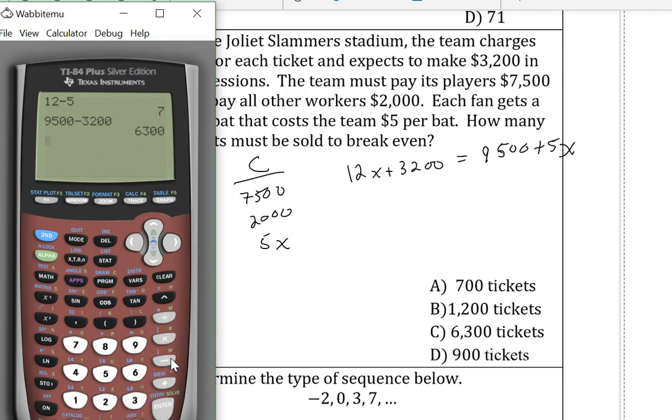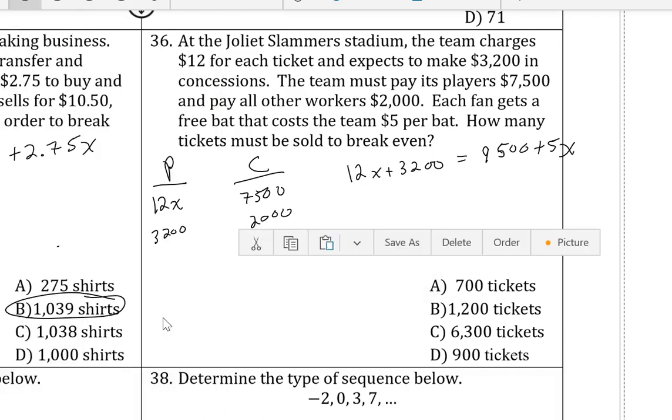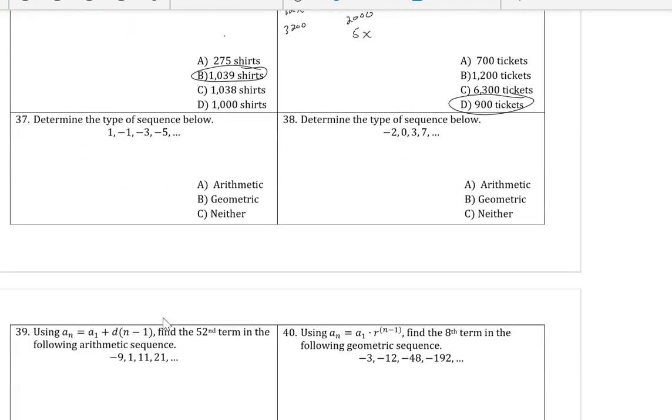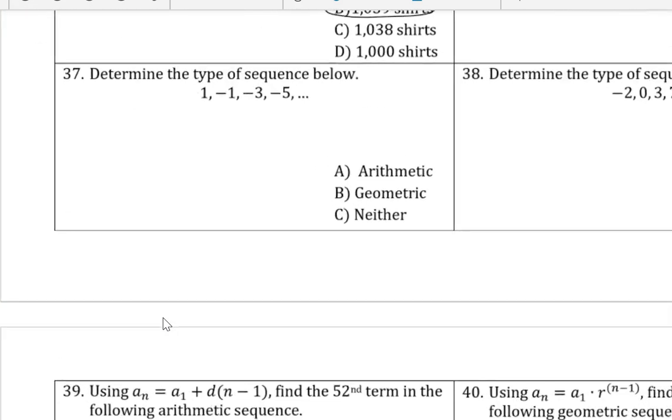So I have 7x equals 6,300. So I'm going to do 6,300. And it looks like to break even, I need to sell 900 tickets. All right, 37.